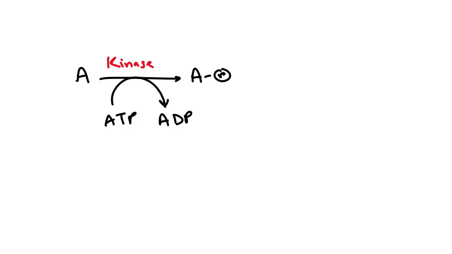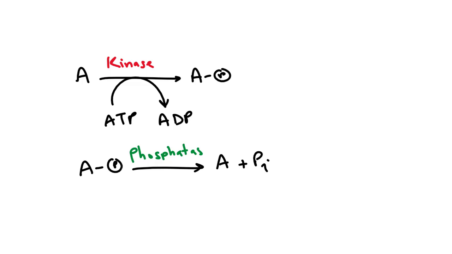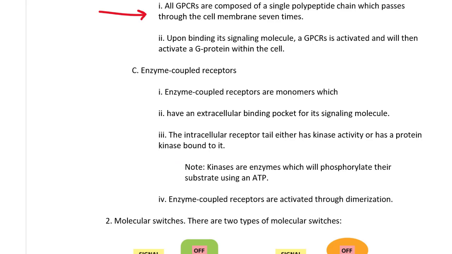The opposite reaction, of A phosphorylated going to A plus an inorganic phosphate, is catalyzed by enzymes called phosphatases. These are 2 different enzymes, 2 different reactions. The phosphorylation is being catalyzed by a kinase, whereas the phosphate group is being removed by a phosphatase. Again, these are classes of enzymes. Okay?